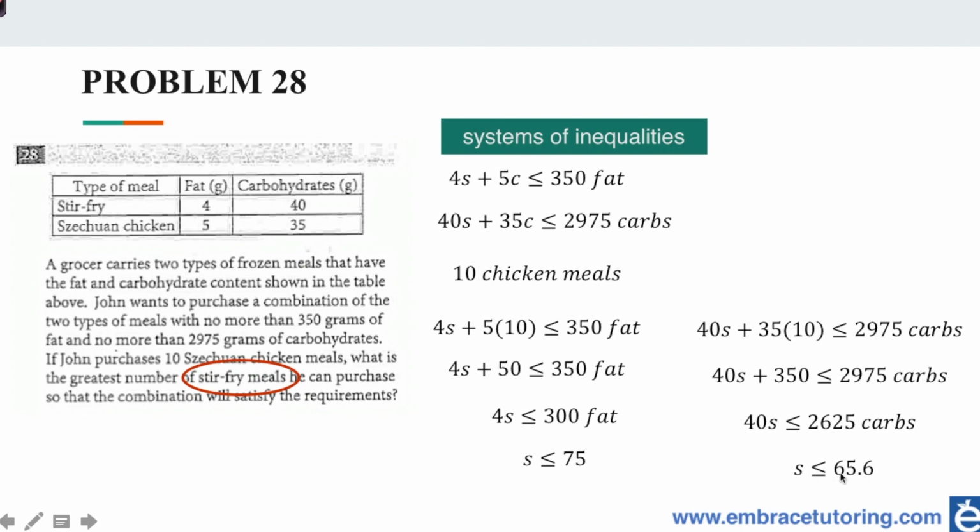He can't exceed this amount of meals in order to meet the condition. But remember, it has to be a whole meal. So it can't be 66 because this would exceed. So I have to round down, making 65 my best answer to question number 28.